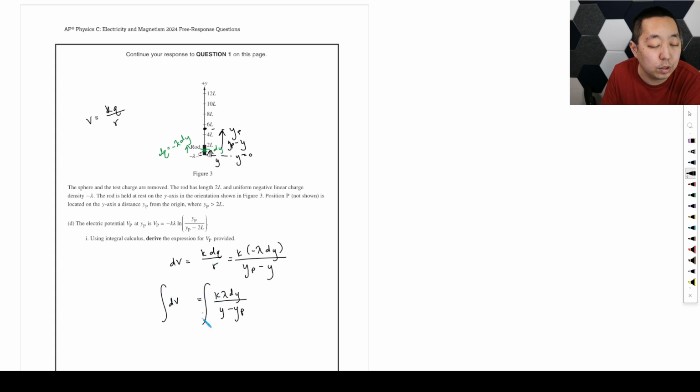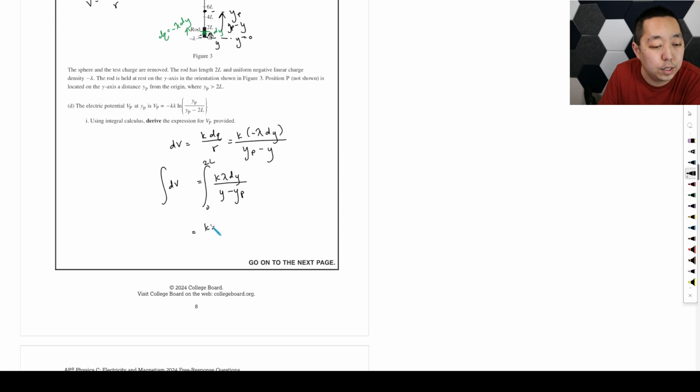We want to add it up. The integral is just adding, because this is the potential due to this piece, and I want to add them all up from 0 to 2L. So that's going to give me k lambda times natural log of y minus yp from 0 to 2L. That's k lambda ln of 2L minus yp, minus k lambda ln of 0 minus yp. Then you can factor out the k lambda, and combine these natural logs by dividing them.